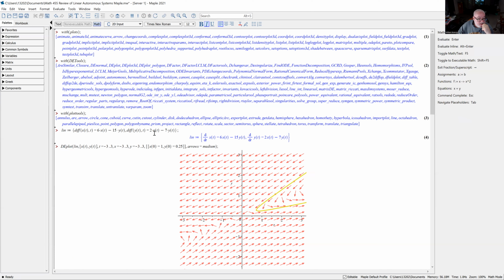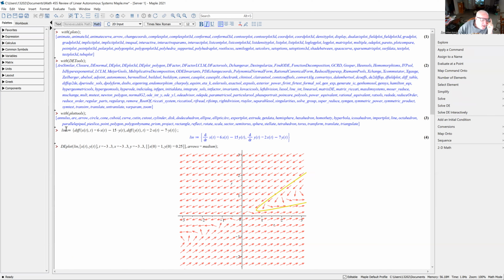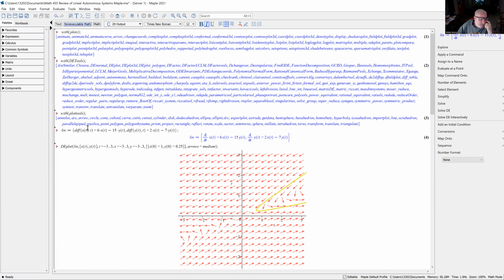Here's how you can enter it in. I've defined it. I gave it a name, LIN for linear. Colon equals, that's how Maple defines things if you want to name something. So LIN refers to whatever this object is. And it's a set of two differential equations. That's why it's in brackets, because it's a list of two differential equations. The first one is diff, which stands for derivative, of x with respect to t, is 6 times x minus 15 times y. And the derivative of y with respect to t, that's dy/dt, is 2 times x(t) minus 7 times y(t). You need to tell it explicitly that x and y depend on t.